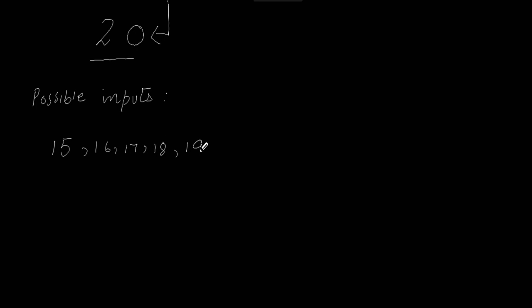Now, if I say this is your answer, 20, can you tell me what the question was? You have to go in the opposite way and tell me the possible inputs, the possible numbers from which it has become 20. The least possible number is 15, then 16, 17, 18, and of course 19.